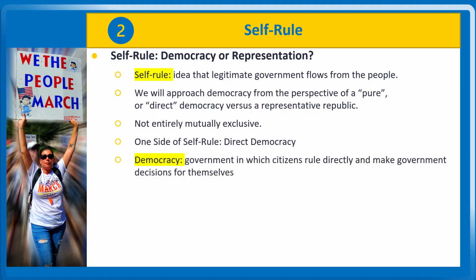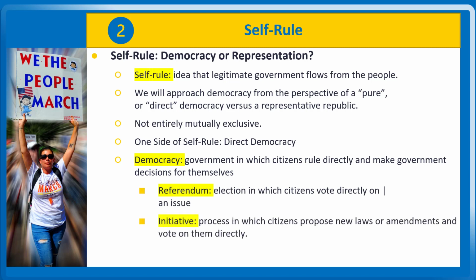For our purposes, we will define a democracy as a government in which citizens rule directly and make governmental decisions for themselves. This can be done in two ways: the referendum, which is an election in which citizens vote directly on an issue, and an initiative, which is a process in which citizens propose new laws or amendments and vote on them directly.